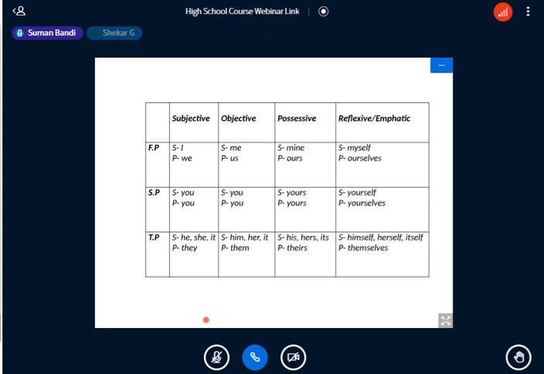Among all pronouns, personal pronouns are the most important. Why do I say that personal pronouns are most important compared to other pronouns?